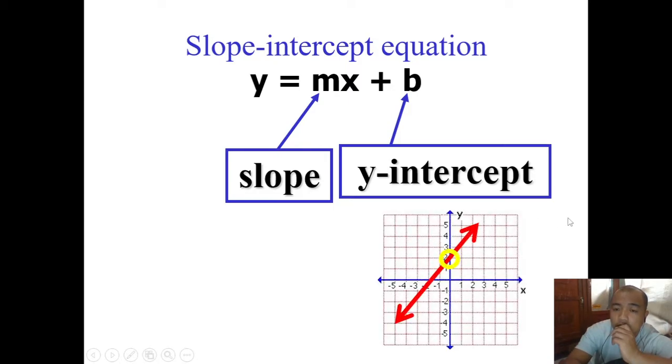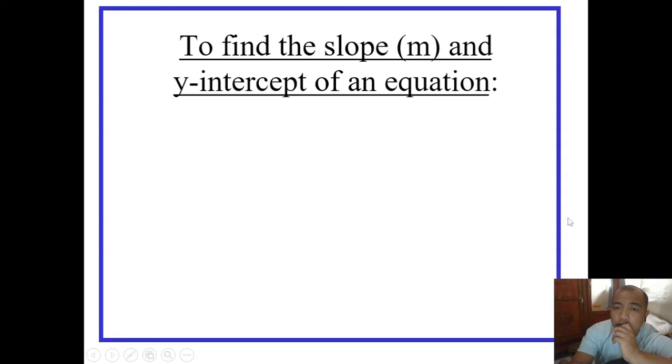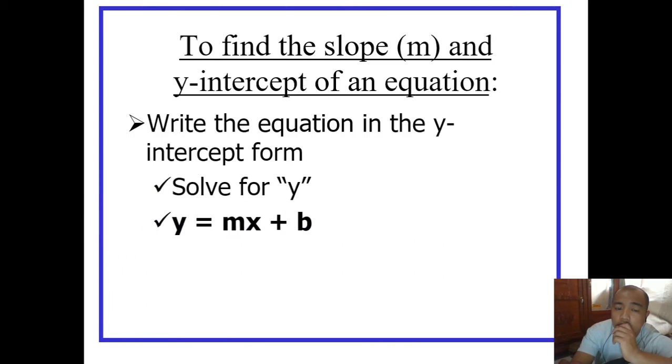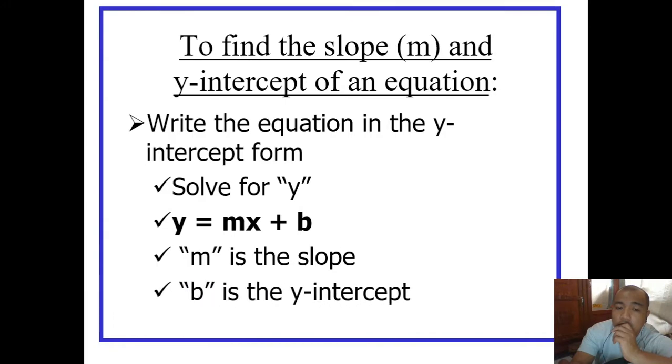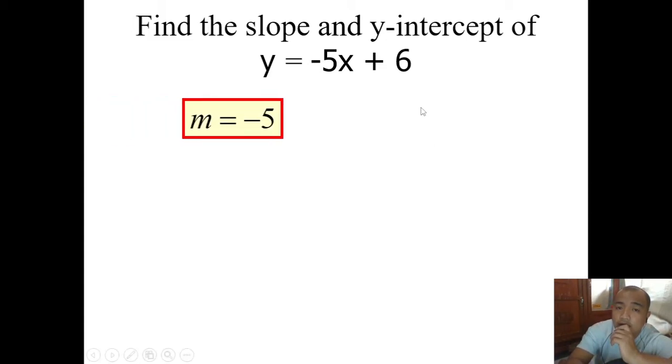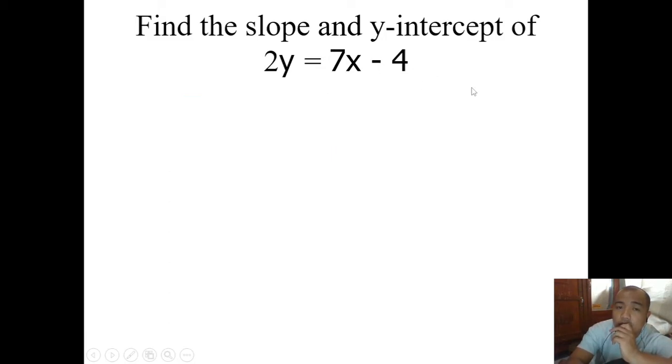For example, to find the slope m and y-intercept of an equation, write the equation in slope-intercept form. Solve for y equals mx plus b, where m is the slope and b is the y-intercept. Find the slope and y-intercept of y equals negative 5x plus 6. What's your answer? That's very easy. The slope is negative 5, and the y-intercept is 6.